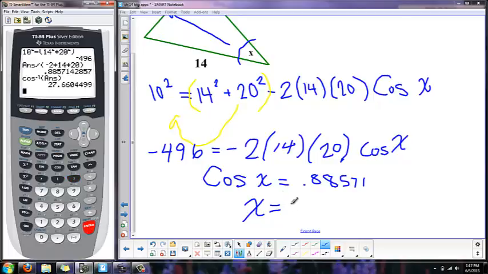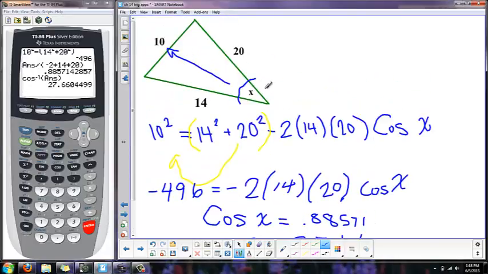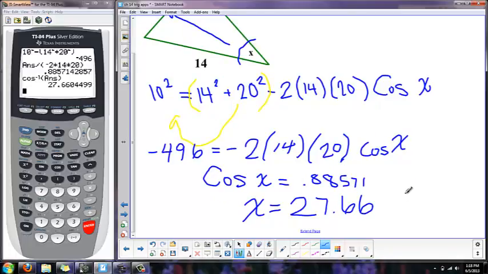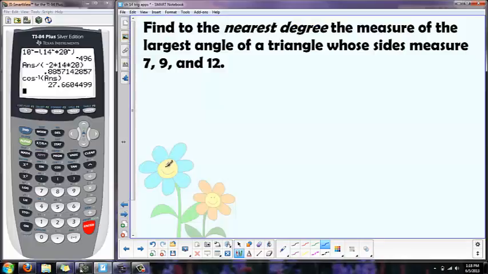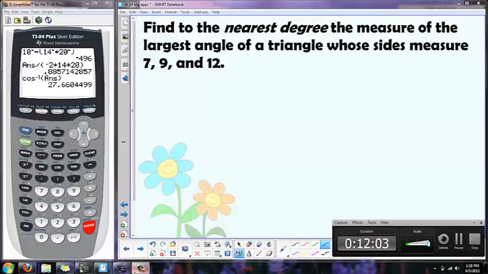Enter. So my angle is 27.66 degrees. It didn't tell me what to round to, so let's just pretend it said to the nearest degree again, so this would be 28 degrees. Alright. And we have one more question and then your homework assignment.